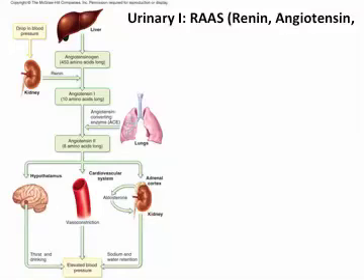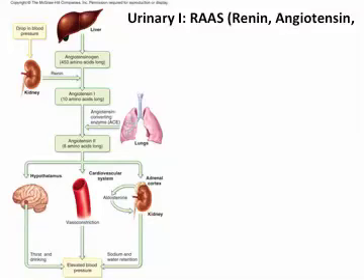Angiotensin 2 can also bind to angiotensin 2 receptors in the adrenal cortex, or the cortex of the adrenal glands. Those glands will secrete a hormone called aldosterone. Aldosterone travels throughout the blood like a regular endocrine hormone and finds aldosterone receptors in the kidney, and aldosterone will cause the kidney to hold on to sodium.